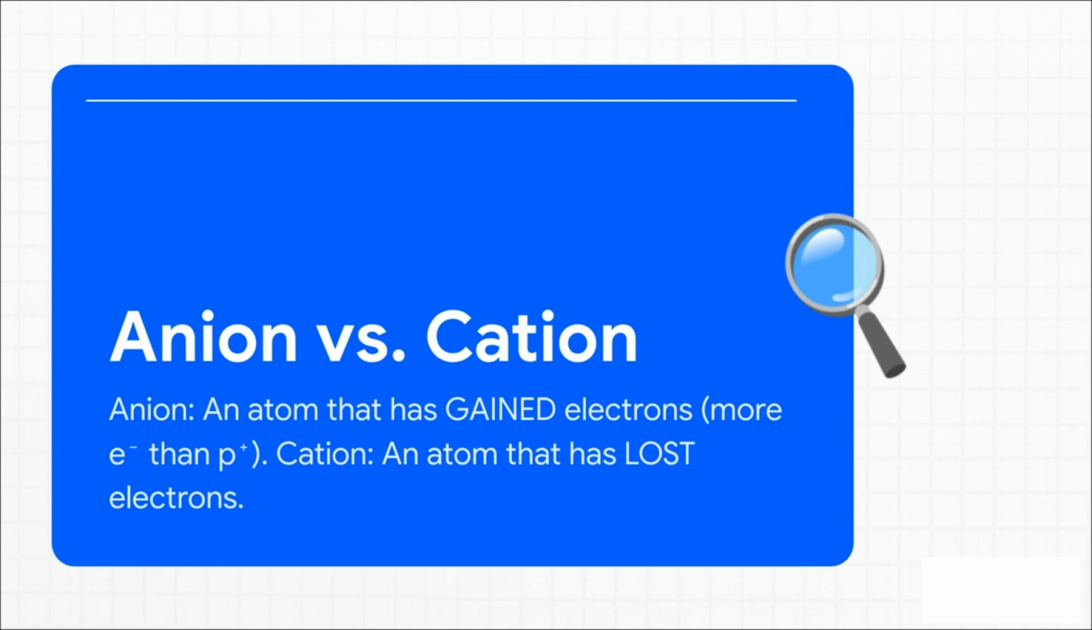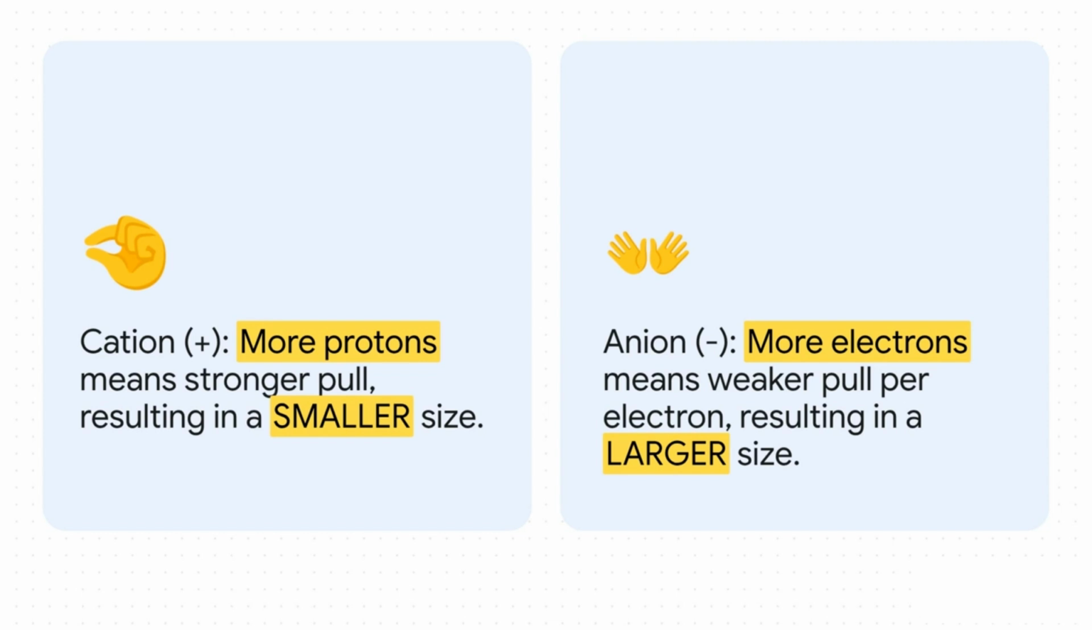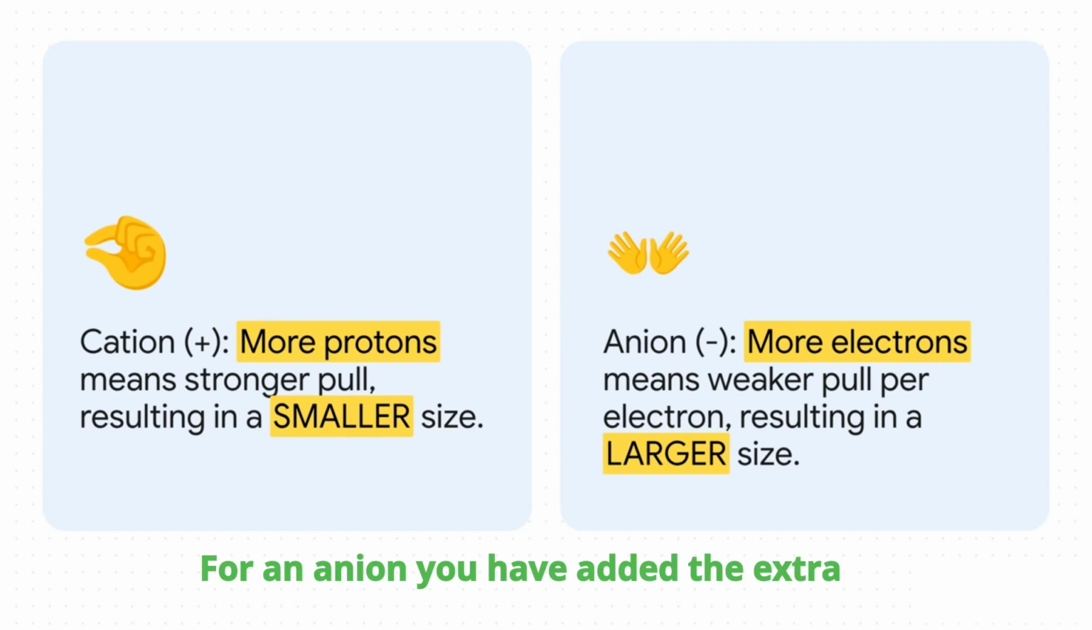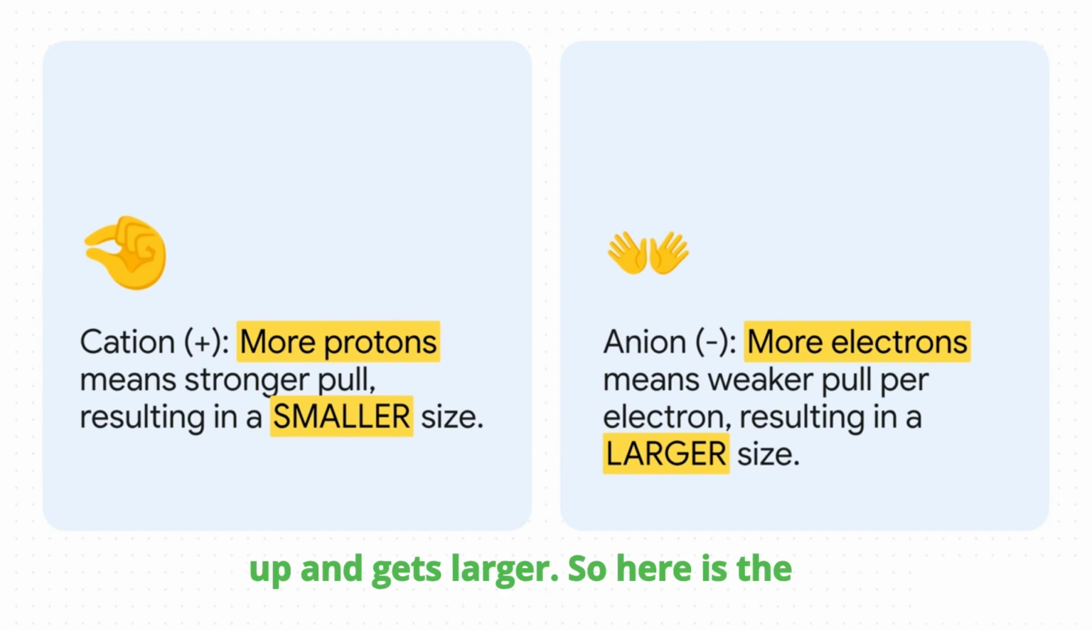on each one. And here is the direct result of that little tug of war. For a cation, the protons win big. They yank those electron shells closer and boom, the atom gets smaller. For an anion, you have added the extra electron, so the protons just can't hold on as tight as before. Their grip weakens and the whole atom kind of puffs up and gets larger.